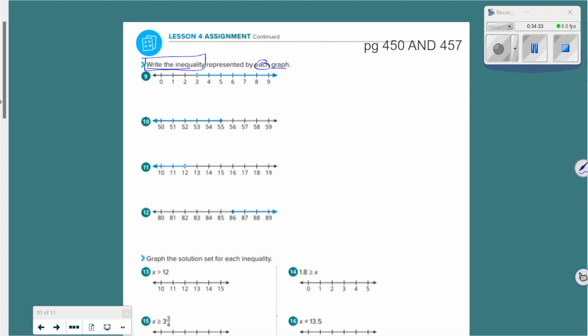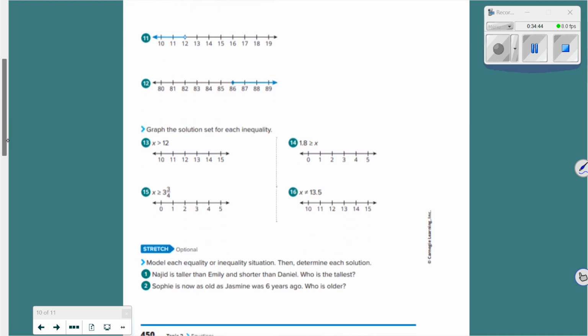So always start your inequality, look at the dot. That's going to tell you the number. Check if it's open or closed. That's going to tell you if it's less than, greater than, less than or equal, greater than or equal, and then which way it goes. Then you're going to graph the solution set for each inequality. So you're going to start again. Start with your dot at the number. Pay attention to the sign. That's going to tell you if your dot is open or closed. Then you say, which way is it going?